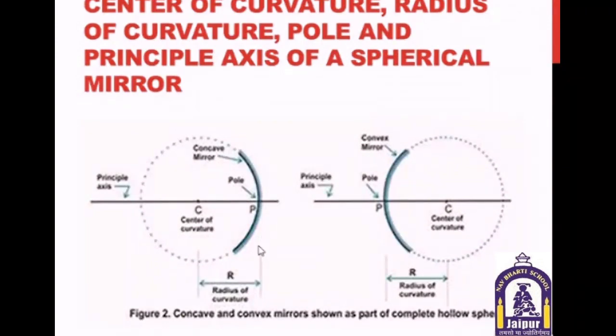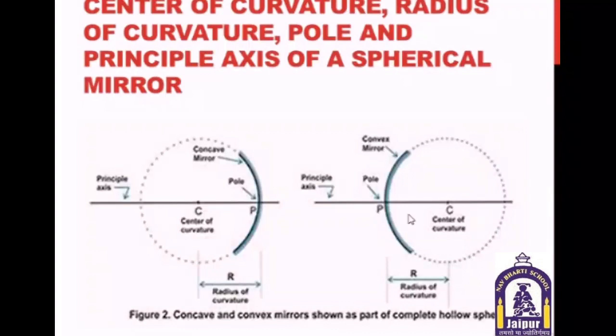Now what is radius of curvature? Before understanding radius of curvature, we need to understand what is pole. Pole is the center of this concave mirror. Center of curvature is the center of this whole imaginary sphere, and pole is the center of this concave mirror. The same is true for the convex mirror, but the position of all the things is different except pole and radius of curvature. In a convex mirror, this side is the reflecting surface, and in a concave mirror, this side is the reflecting surface. Okay, so let's carry on with this topic.